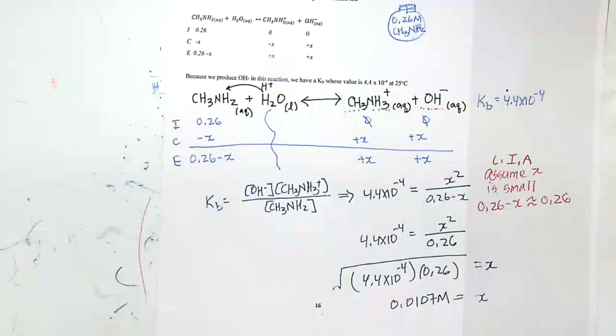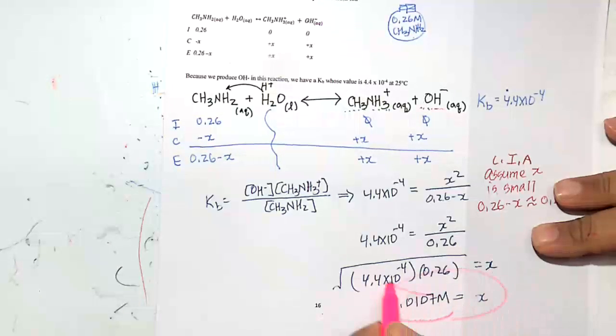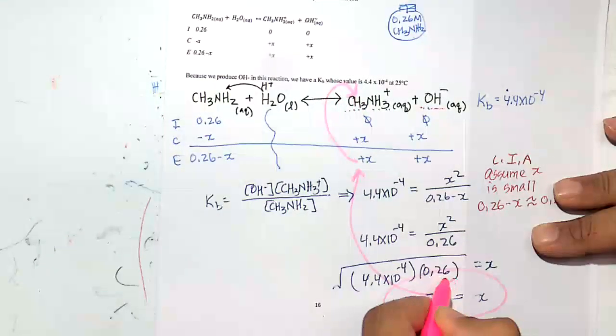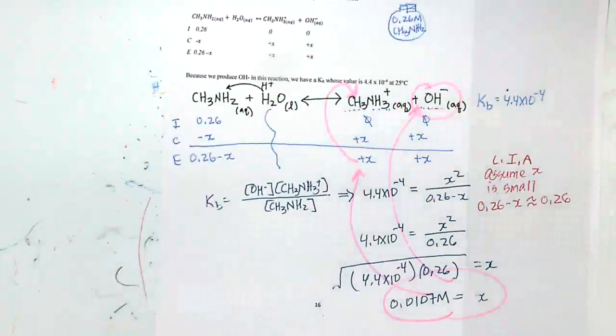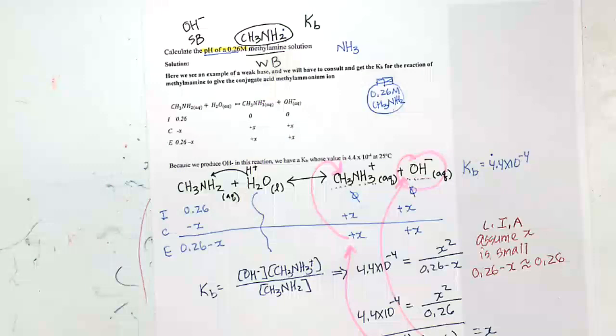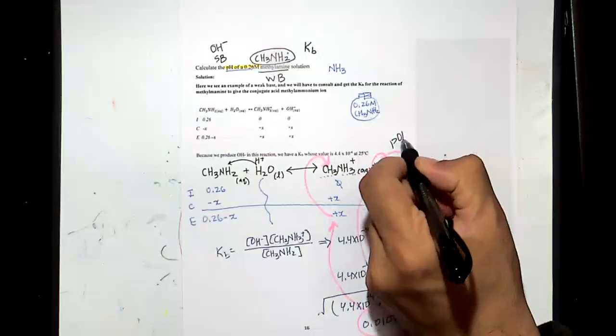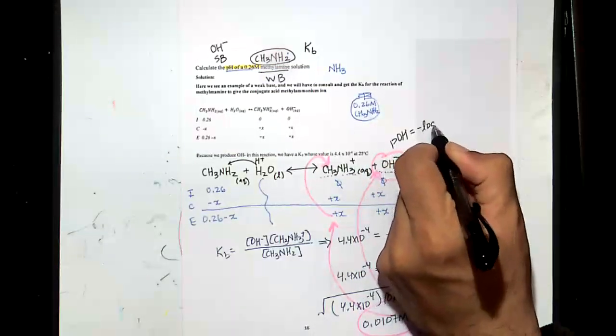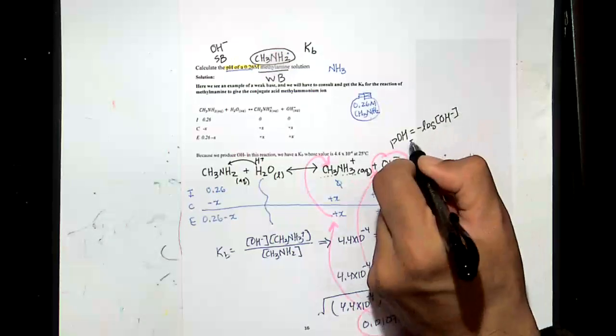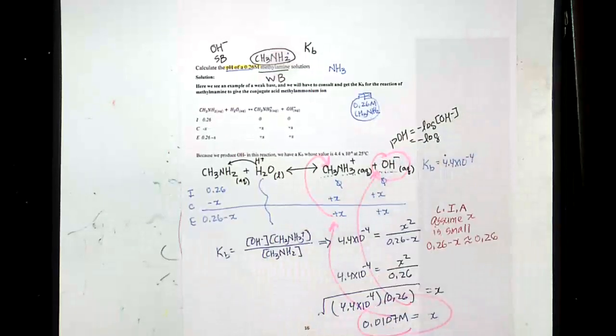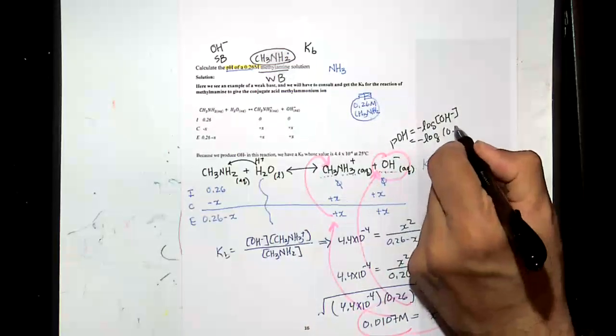Okay, this is X. But my question to you guys now, it's a very important question. What is X here? Really, what is X? Yes, okay, the X is this guy, but the X is also the OH minus hydroxide. So before we calculate the pH to get the answer, let's calculate the POH. So the POH, as we know, or should remember, is minus the log of the OH minus concentration. So this is minus the log of 0.0107 big M.